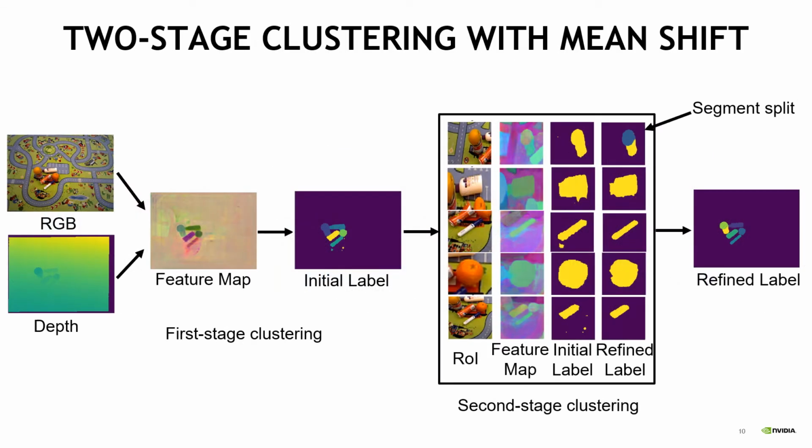We propose a new 2-stage clustering algorithm to segment objects. In the first stage, mean shift is applied to all the pixels. In the second stage, mean shift is applied to a region of interest for each segment from the first stage. The second stage clustering is able to separate objects close to each other or on top of each other. It can also sharpen the segmentation boundaries of the objects.